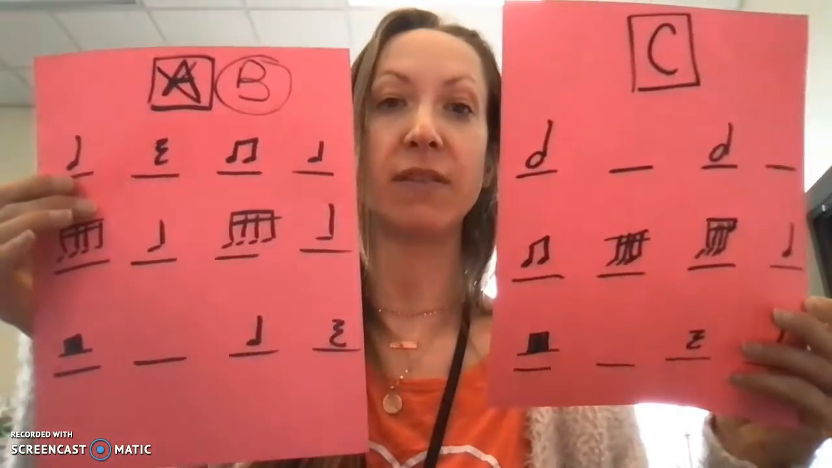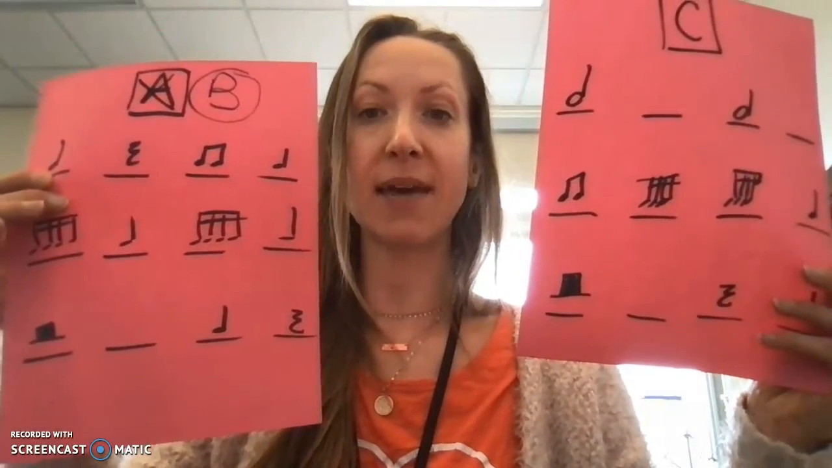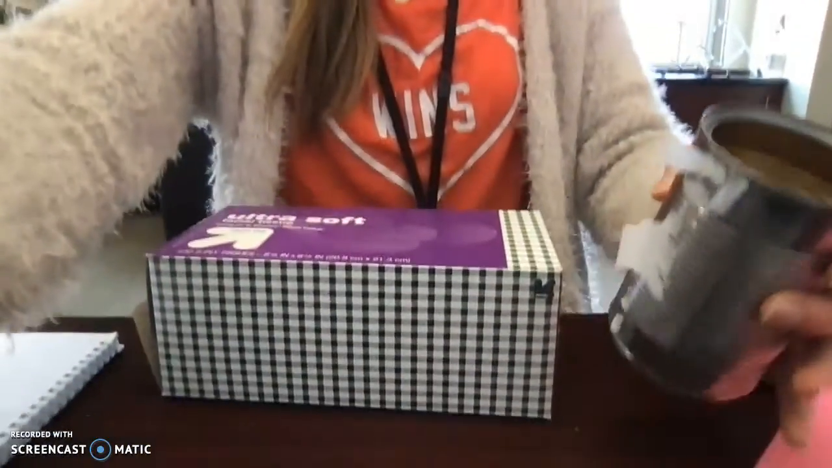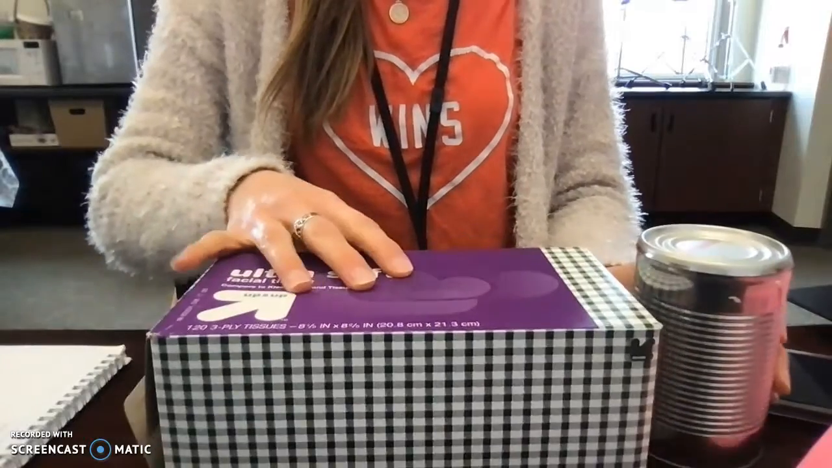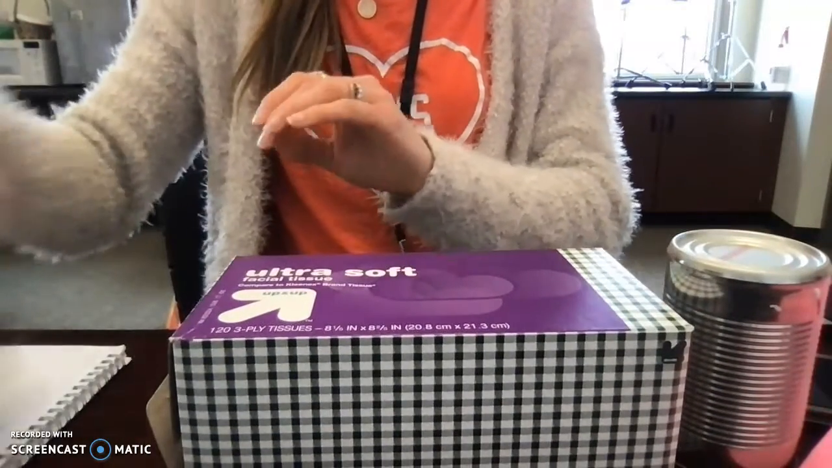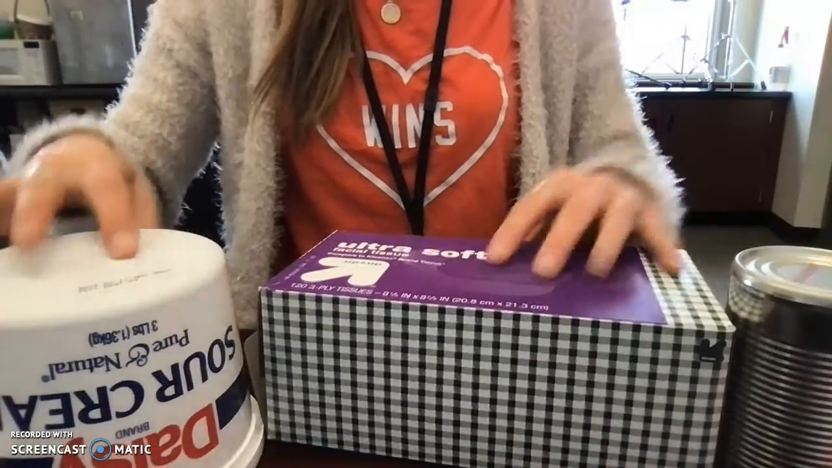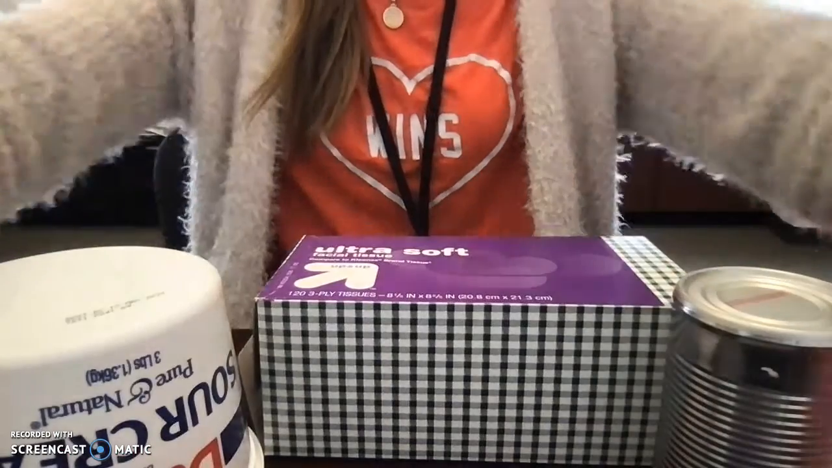Okay, so all I need for you to do this week is make up your B and your C section. They should be different, 12 beats each, okay? And then once you get those written out, I want you to practice them on your recycled instruments. So here's what I have. It's not very fancy. It's a tin can, an empty Kleenex box, and an empty plastic sour cream container.